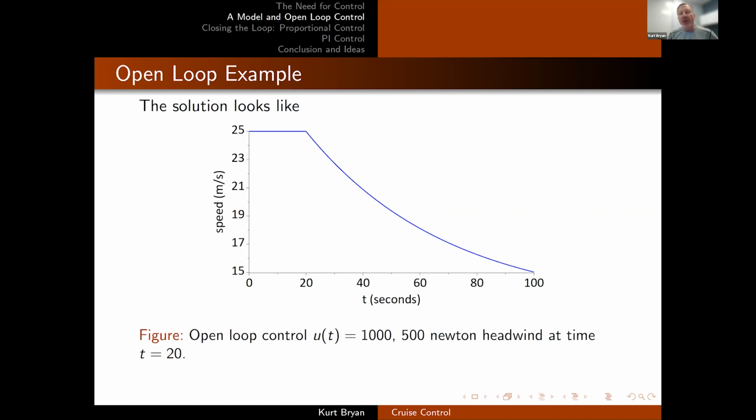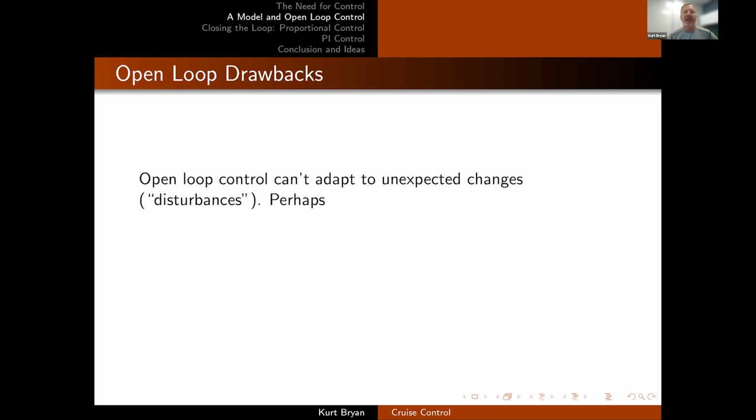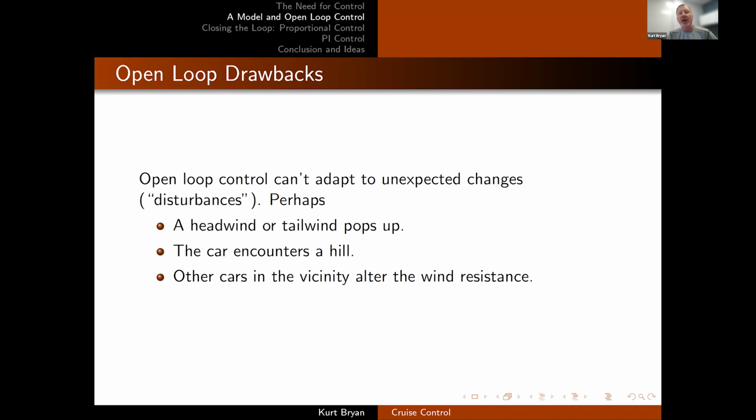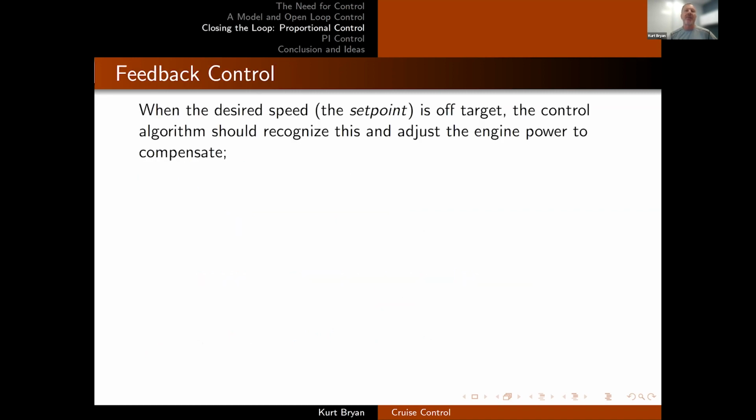So open loop control is great as long as nothing changes. But things always change, okay? Headwinds, tailwinds, other cars pulling in front of you, hills, etc. Open loop can't adapt to that. These are called disturbances in the lingo of control theory. So as I said, a headwind or a tailwind, you encounter a hill, other cars in the vicinity alter your wind resistance. And if a car pulls in front of you, suddenly you've got less wind resistance. Open loop control will just gleefully charge into the back of the car that's in front of you.